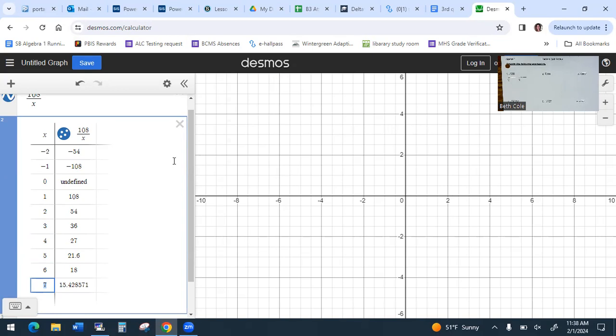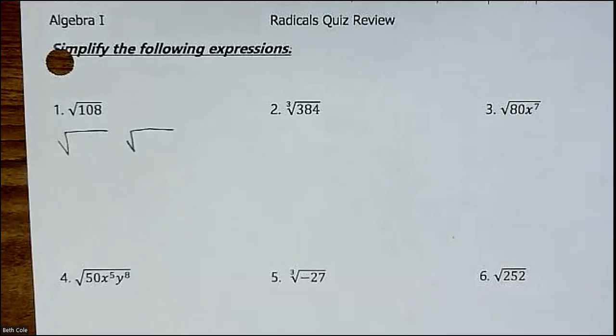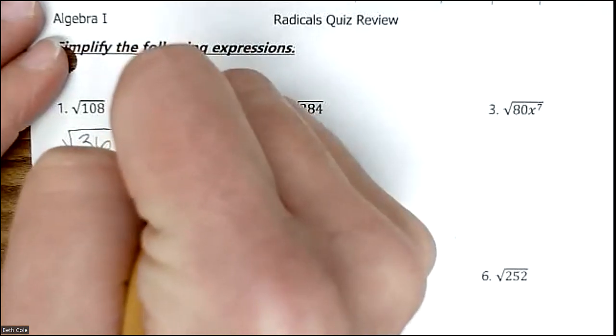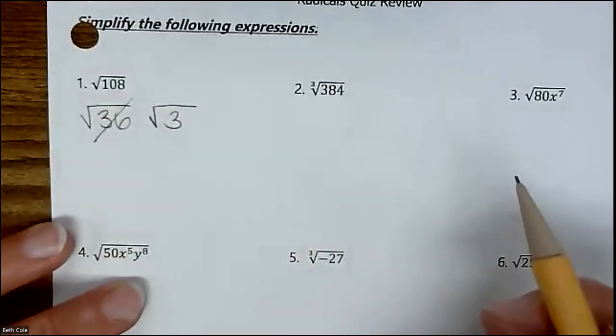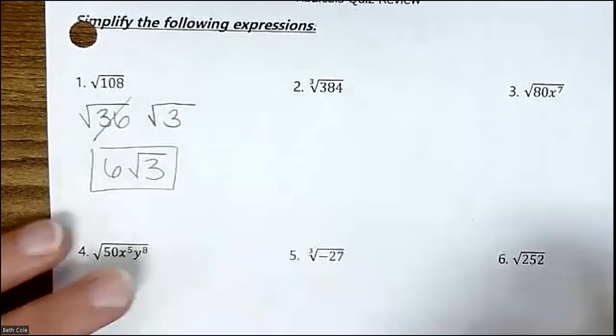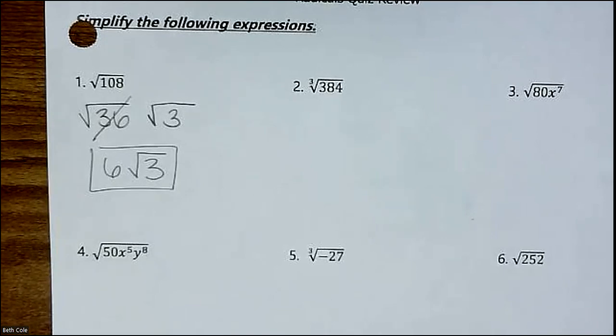16's not on there. Is it? 27's not a perfect square. There we go. 36. All right, 36. And what's next to that? Three. All right, so 36 and three. So I'm going to scratch this one off. What is the square root of 36? It's six, square root of three. If you didn't know that, you could type square root of 36 in the calculator.